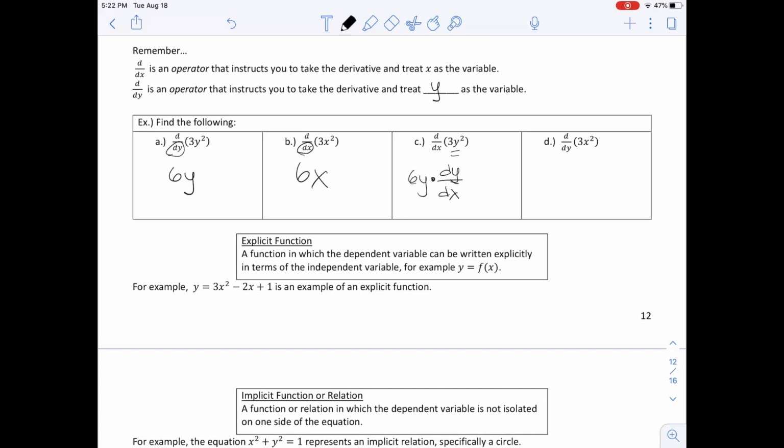The next one's the same thing. It's asking us to take the derivative with respect to y, but our function is now 3x squared. Going ahead and doing that, you'll notice that the variable and the operator that you're asking to take the derivative with respect to are not the same. And so we're going to have 6x times the derivative of x with respect to y.